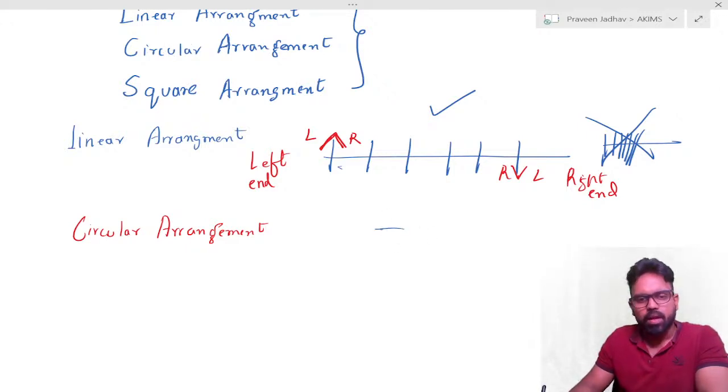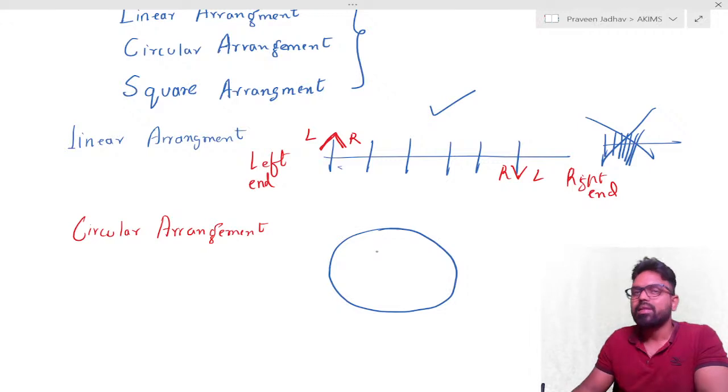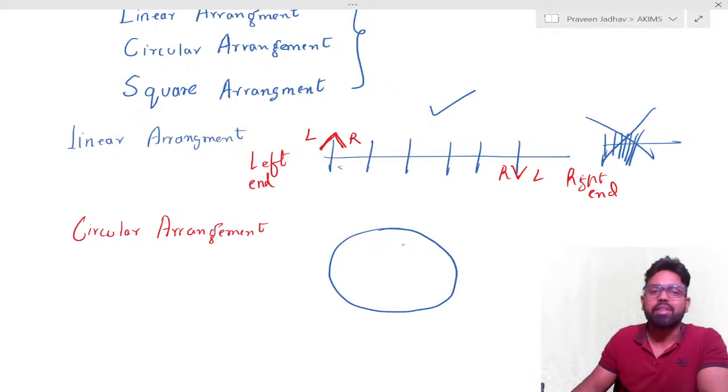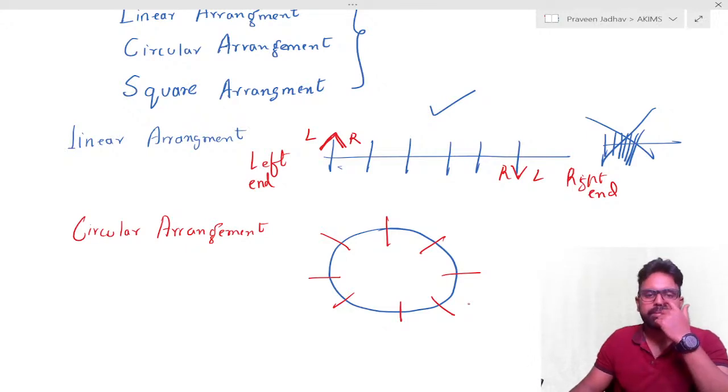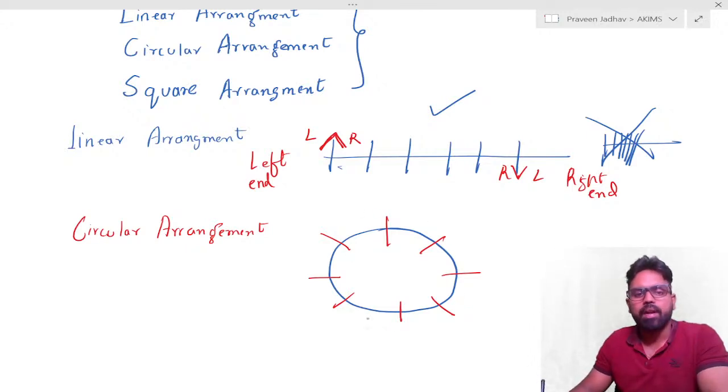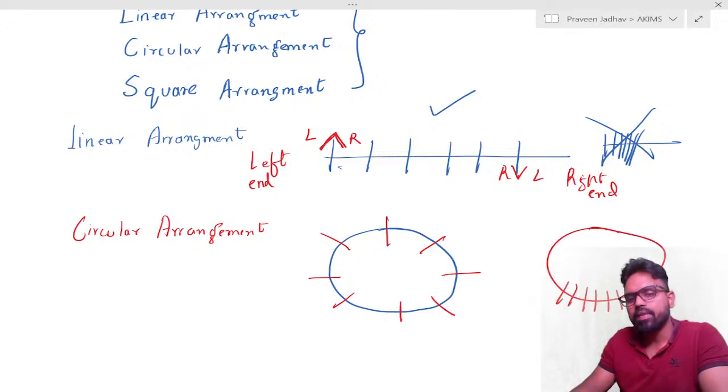Draw the circle the way you feel it is comfortable. Second thing, if there are eight people sitting in a circular arrangement, eight of them must be facing each other. Do not do this. Eight people are sitting 1 2 3 4 5 6 7 8.